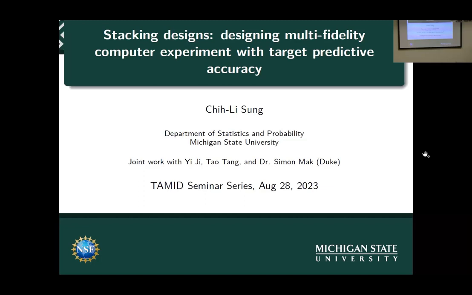All right, so the proposed design, more specifically, is called stacking design, which is used to design multi-fidelity computer experiments, or more generally, multi-fidelity simulations with target predictive accuracy. I'll talk about this target predictive accuracy in a few minutes. And this is a joint work with Professor Simon Mak at Duke University, and his two students, Irene and Tom. Good. So let me get started.